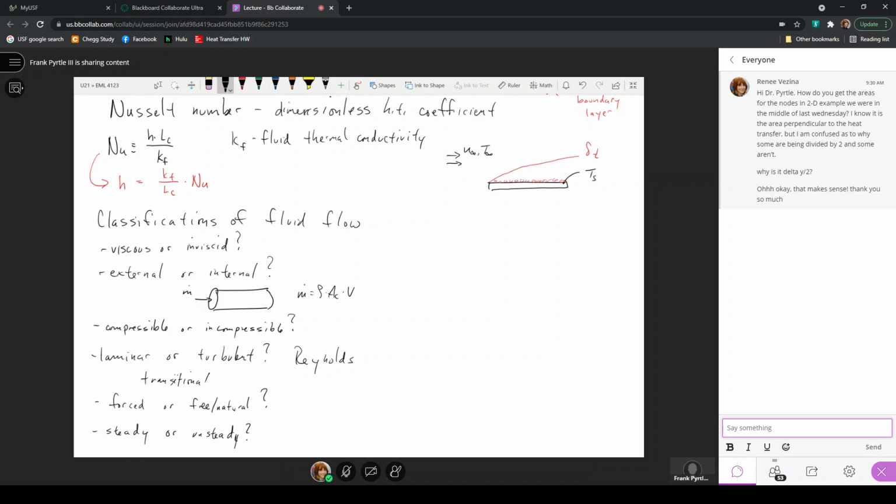It's not zero. It just is the same when we say it's a uniform condition. We also have, for the classification of the flow, is it 1D, 2D, or 3D? Meaning, does the temperature vary as a function, let's say, of just X, as a function of X and Y, or a function of X, Y, and Z?